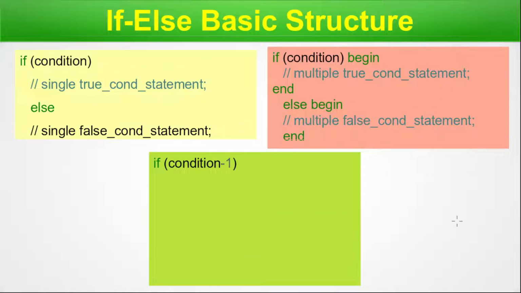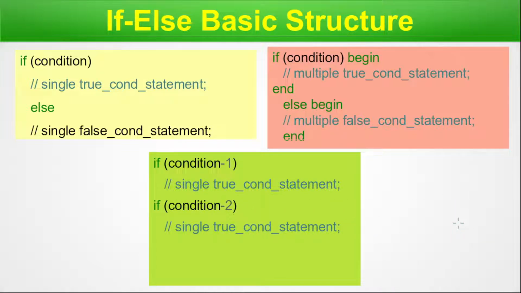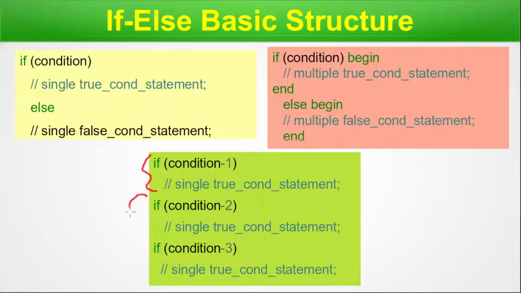Next we have condition 1. For that we have a single statement. Condition 2. For that we have single statement. Condition 3. We have single statement. Here you can see we have not used the else, only if we have used. So all are true condition. Here we do not have a false condition, only we have the true condition, but separate condition which are mutually exclusive from each other. So condition 1 is mutually exclusive from condition 2 and condition 3. Condition 2 is mutually exclusive from 1 and 3, and in the same way 3 is mutually exclusive from 1 and 2. So this way the basic if-else structure can be written in a Verilog block of code.